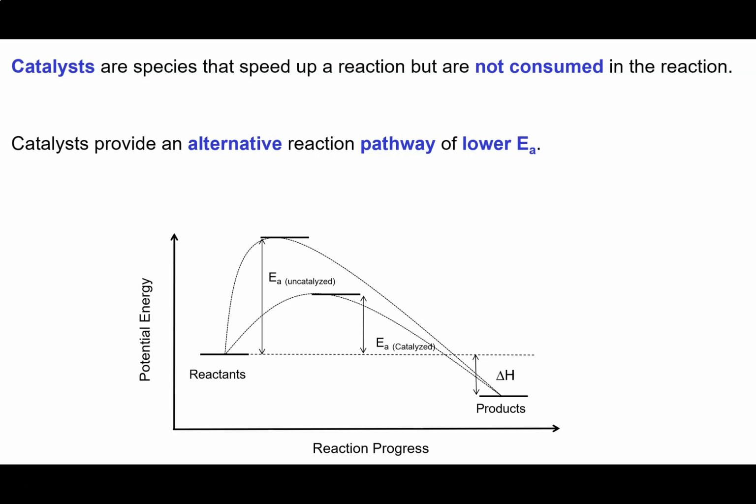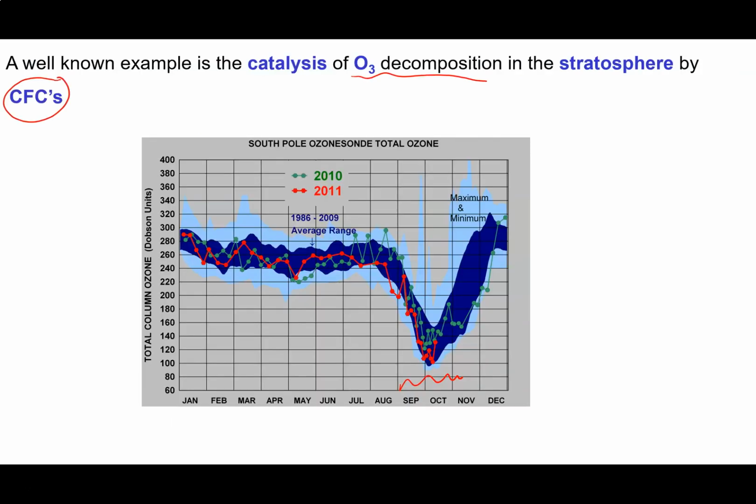A very famous example of catalysis is the degradation of ozone, O3, in the upper atmosphere by chlorofluorocarbons. What tends to happen is that for most of the year above the southern pole, there are fairly constant concentrations of ozone in the stratosphere. But just before summer, in the springtime, there's a big dip in ozone concentration right above the southern pole. And this causes what we call the hole in the ozone layer.